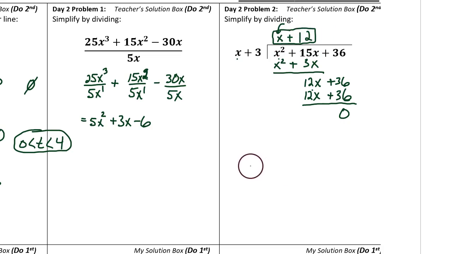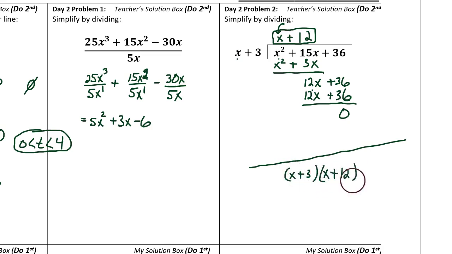One more comment about this problem, and you don't need to add this in your box. Because we got a remainder of 0, what we just figured out is that our trinomial factors as x plus 3 times x plus 12. Dividing polynomials is certainly related to factoring polynomials.